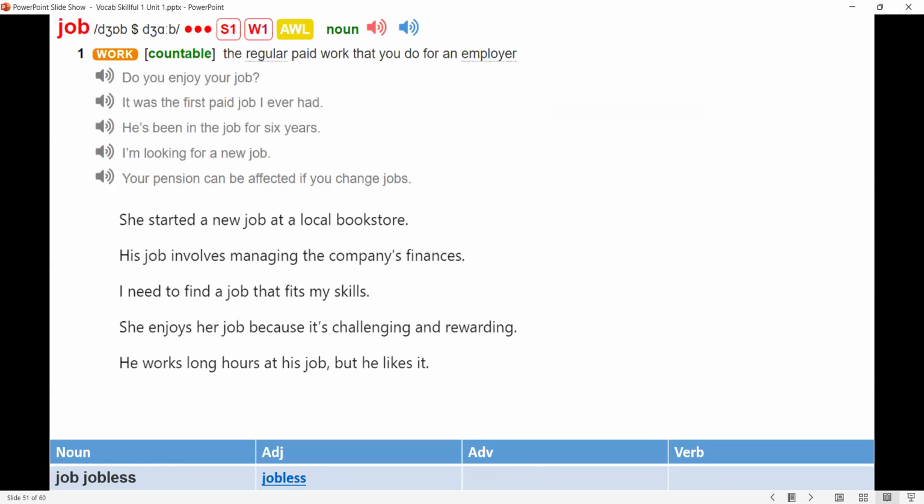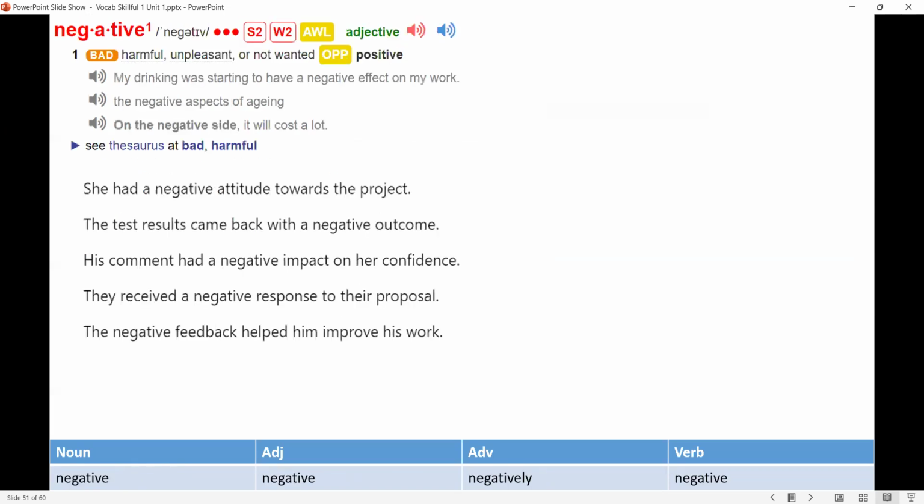Job. Job refers to work, the regular paid work that you do for an employer. Example: She started a new job at a local bookstore. His job involves managing the company's finances. I need to find the job that fits my skills.